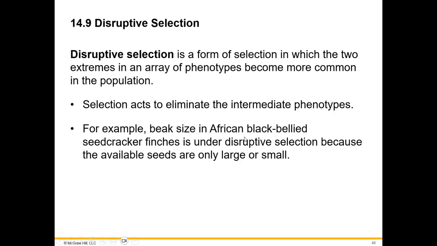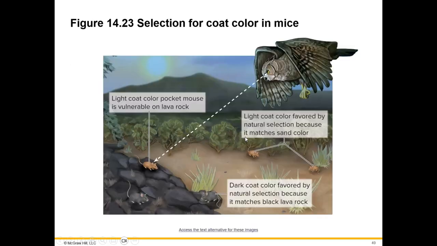When we talk about disruptive selection, this is one example of that. So the light coat color in this pocket mouse is going to make this mouse vulnerable if it hangs out in the habitat of the lava rocks. The dark coat color of this mouse is going to allow it to blend into the lava rocks, but it would stand out a lot if it were out here in this sandy environment.